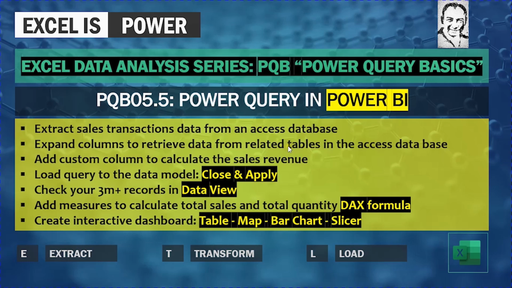We are going to check our data. It's more than 3 million records, but in a data view instead of the Power Pivot Editor. And also we're going to add measures using DAX formulas, exactly like the DAX that we are using in Excel. And finally, instead of generating our report on a pivot table, we are going to report our information in an interactive dashboard using a table, map, bar chart, and a slicer.